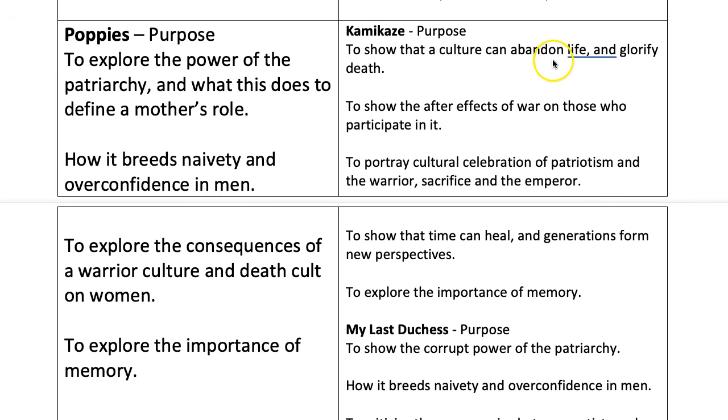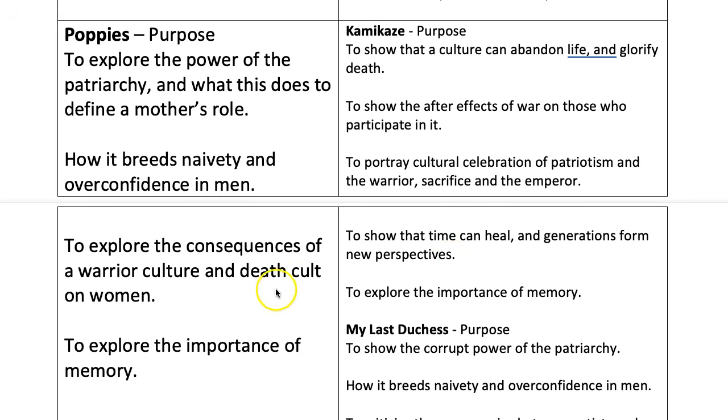has chosen to abandon the celebration of life and instead glorify death in the tradition of the kamikaze pilot. It shows the after effects of war on those who participate in it and those left behind, and here it's those left behind that we have the comparison to. To portray a cultural celebration of patriotism and the warrior and sacrifice, here also for the emperor, which is a slight difference to Poppies. To show that time can heal and generations form new perspectives.